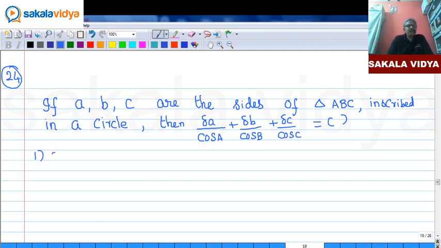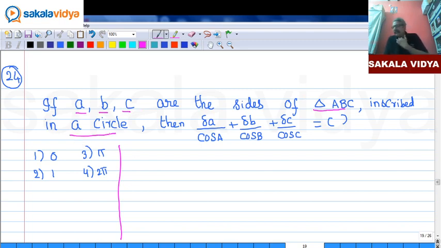First option is 0, second option is 1, third option is pi, fourth option is 2 pi. Small a, small b, small c are the sides of triangle ABC inscribed in a circle, so we have circumradius R. Applying sine rule, a is equal to 2R sin A, b is equal to 2R sin B, c is equal to 2R sin C.